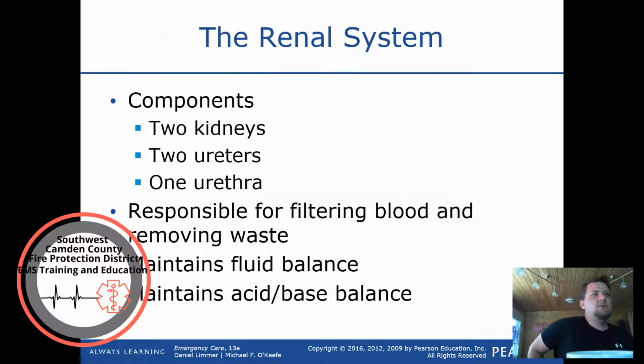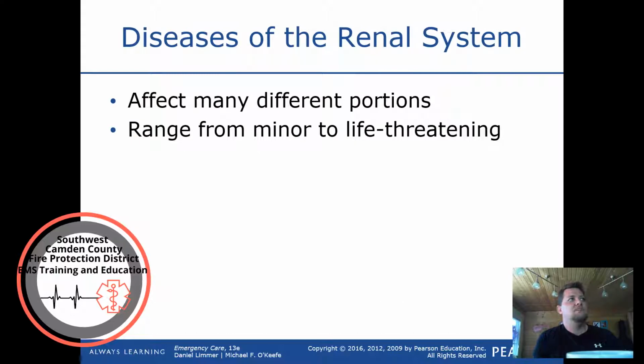All right, so let's talk about the renal system. The components of the renal system include 2 kidneys, 2 ureters, and 1 urethra. It's responsible for filtering blood and removing waste. It maintains fluid balance, and it maintains the acid-base balance as well. There are many diseases that affect different portions of the renal system, and they range from minor to life-threatening.